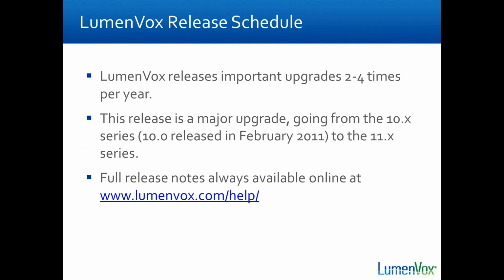And then just a note about the LumenVox release schedule, because obviously we come out with releases on a fairly frequent basis. We release what we call major upgrades 2 to 4 times per year, so that's where we'll increment one of the major or minor version numbers, so going from 10.4 to 10.5. And now this is a major increase from 10.5 to 11.0. So this is the start of the 11.0 series. We've had 10.0 for about a year and a half now. The 11 series has a number of pretty big changes.